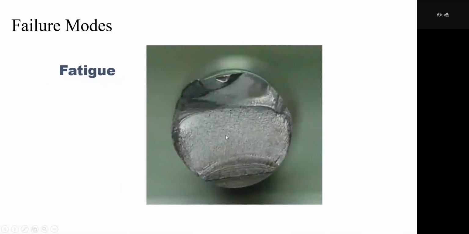Okay, this is a picture of fatigue fracture. Fatigue fracture is a sudden failure. It takes place due to the initiation and propagation of a microcrack under fluctuating loads over a period of time. The loads causing fatigue are usually far below the static failure level.